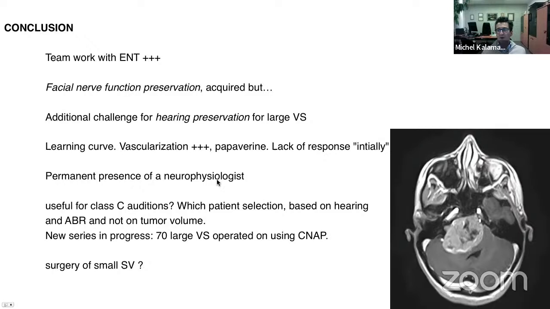And now we want to select the patient based on hearing and ABR, not on tumor volume. So we have a new series in progress with 70 large vestibular schwannomas operated on using CNAP, but for such tumors, we are still using the translab approach. I don't know how to remove and preserve hearing for such big vestibular schwannoma.